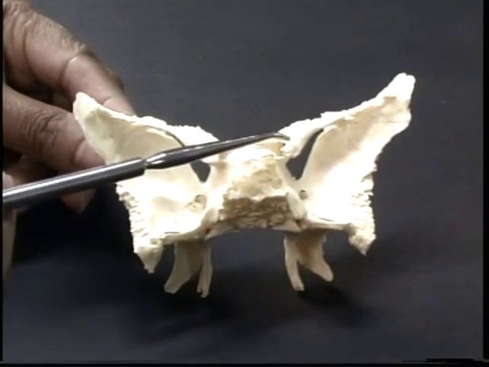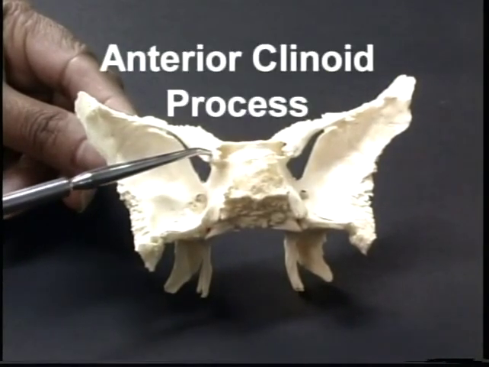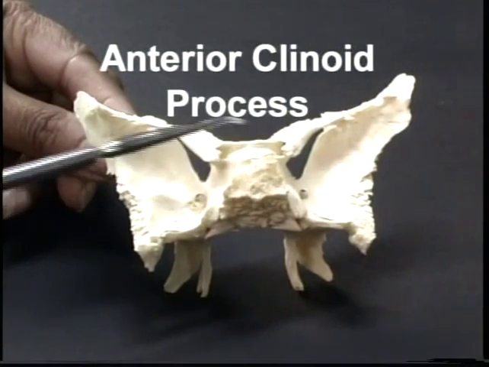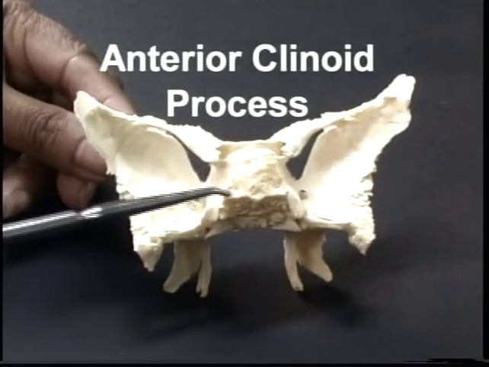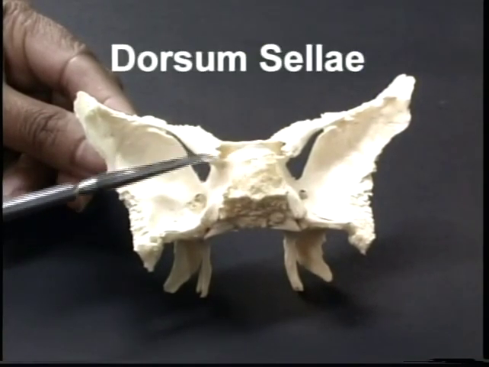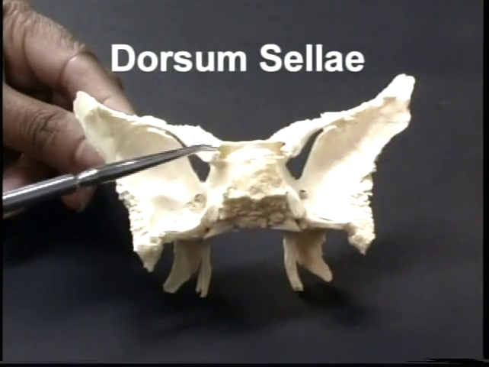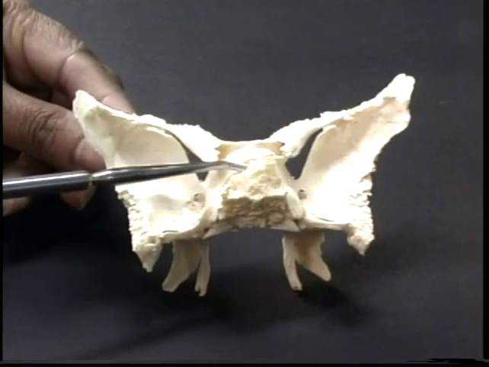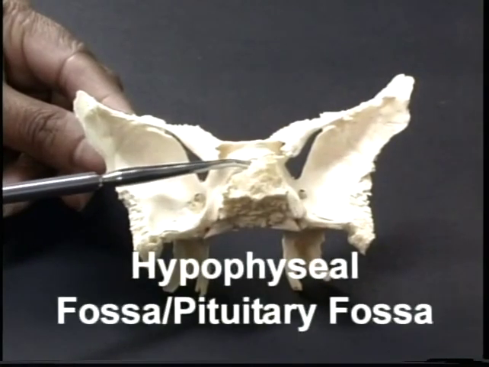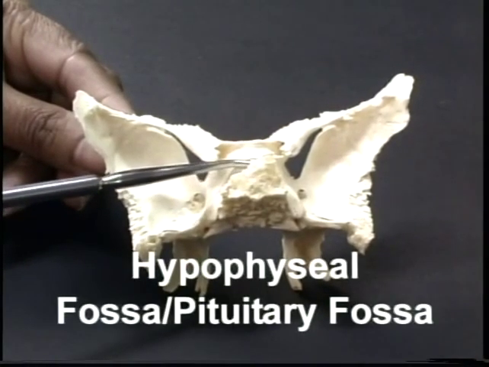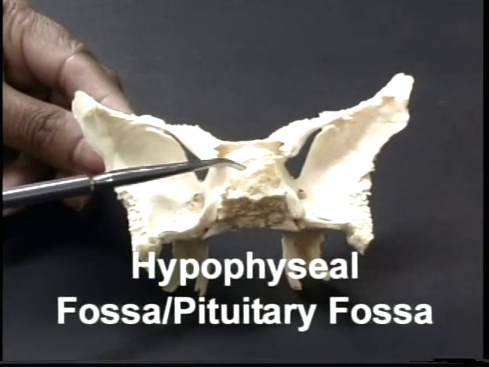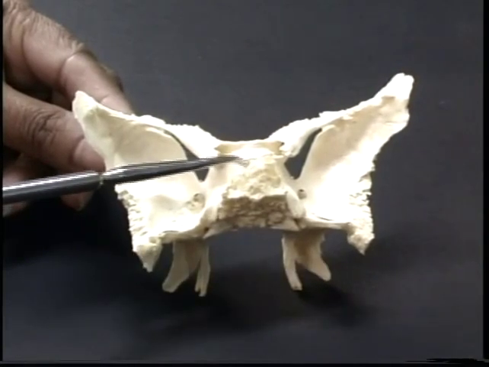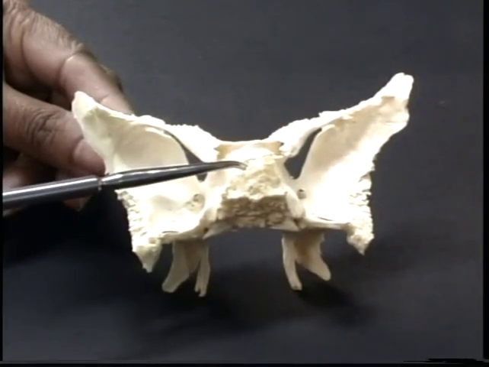These two projections are known as the anterior clinoid process. This area here is known as the dorsum sellae, like a Turkish saddle. This fossa is known as the hypophyseal fossa or pituitary fossa. The pituitary gland lies in this depression.